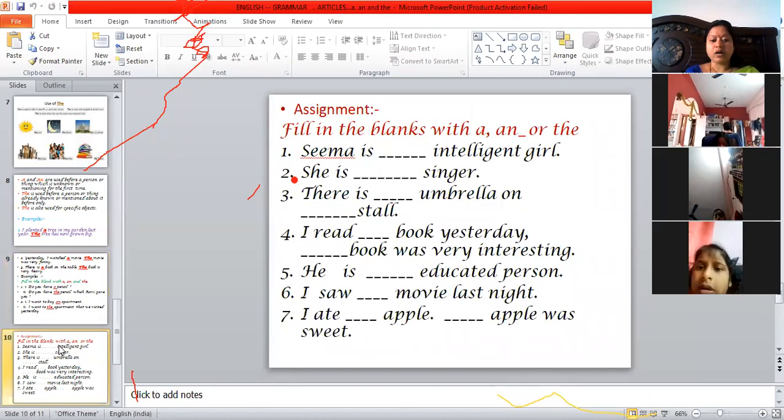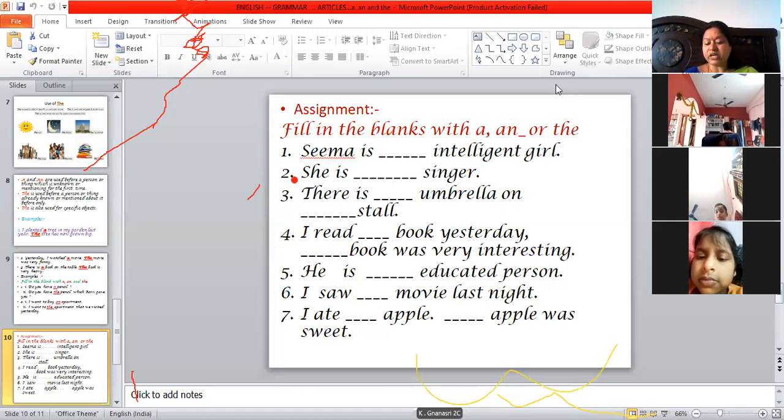Next. So this is the assignment I'll be giving to you. You have to complete it afterwards. Okay? This one you write in your classwork. Children, did you understand whatever I have explained to you?